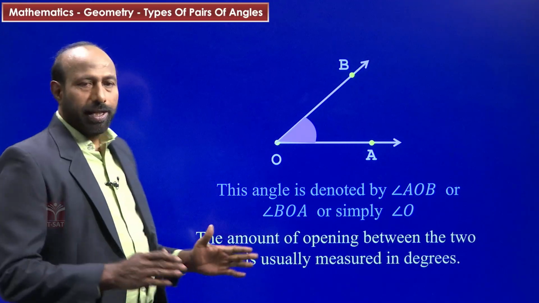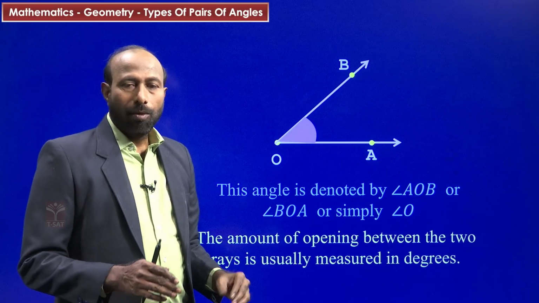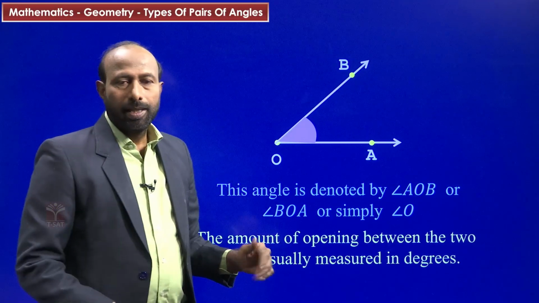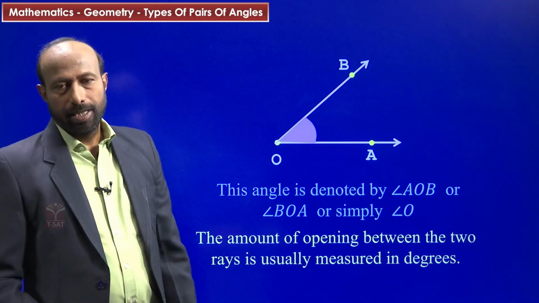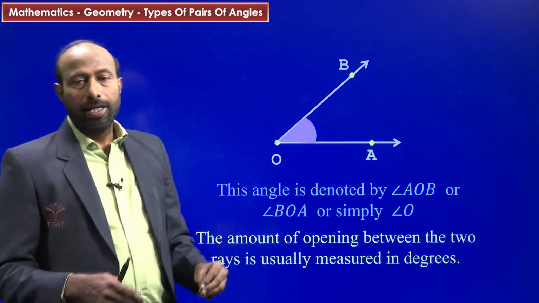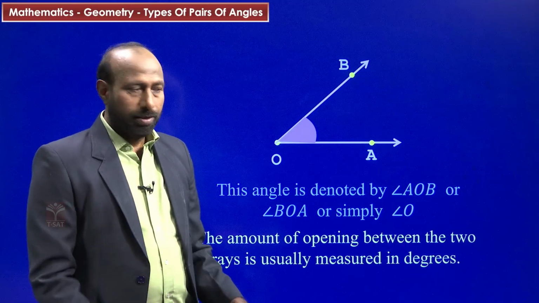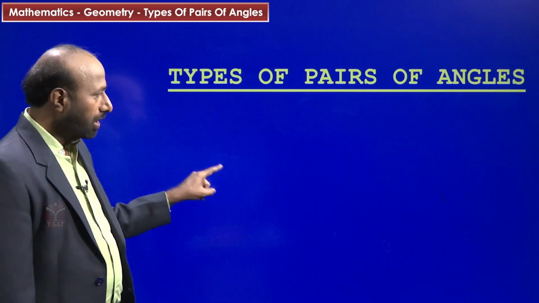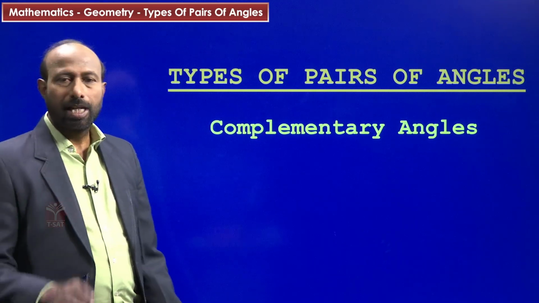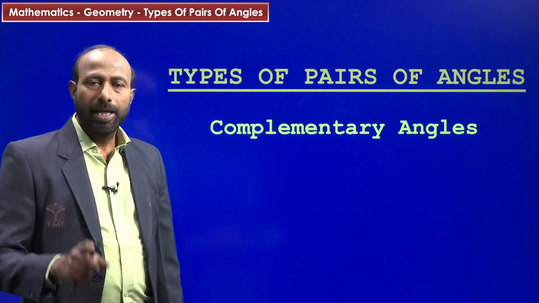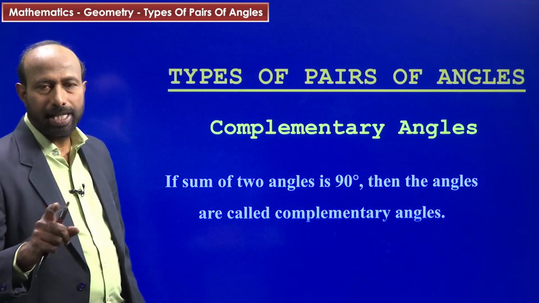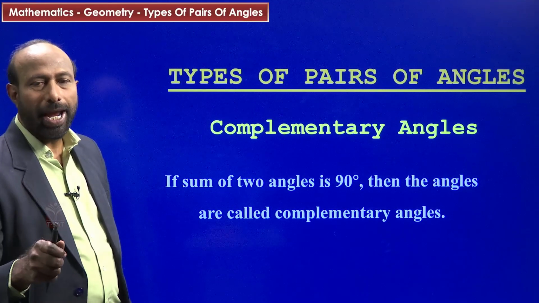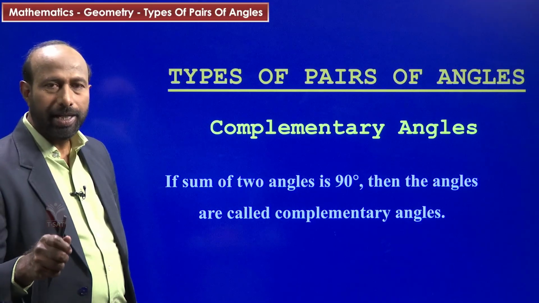Usually, we measure the opening between the two rays in degrees and we use a protractor to measure the angle. Let us see what are the types of pairs of angles. The first type of pair of angles is complementary angles. If the sum of two angles is 90 degrees, then the two angles are said to be complementary angles.